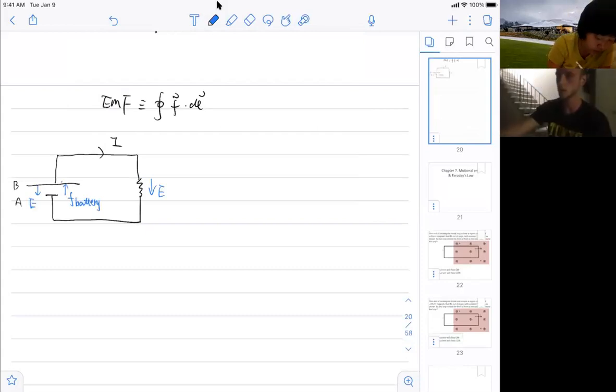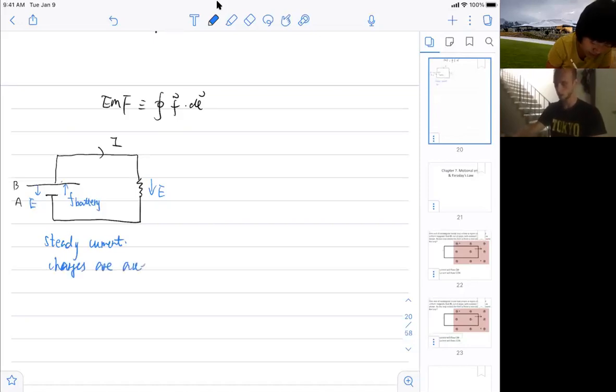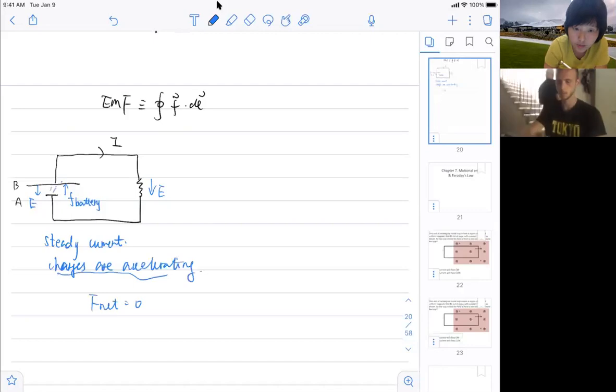Also, because this is a steady current, the charges are not accelerating. Because of this, we know that for the charges inside the battery, they must have a net force of 0, because they have a steady current. So because of that, you can relate E and the force of the battery together.